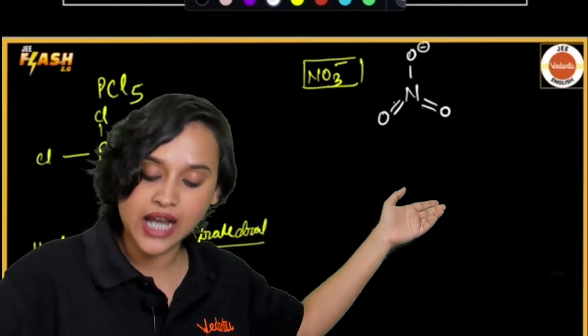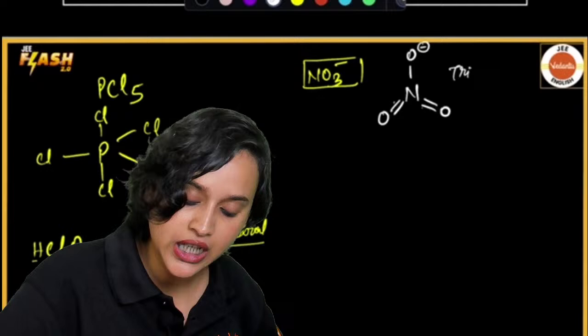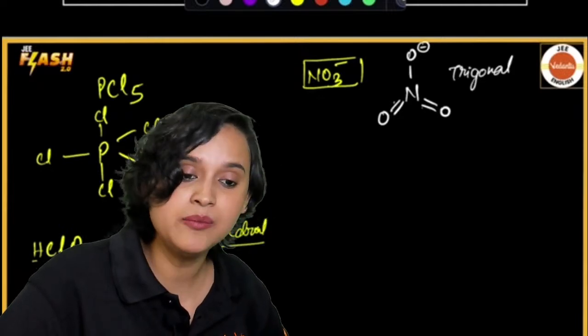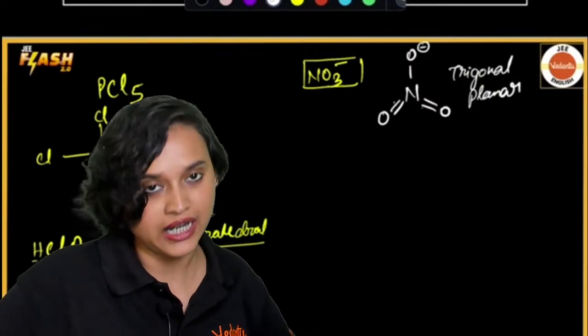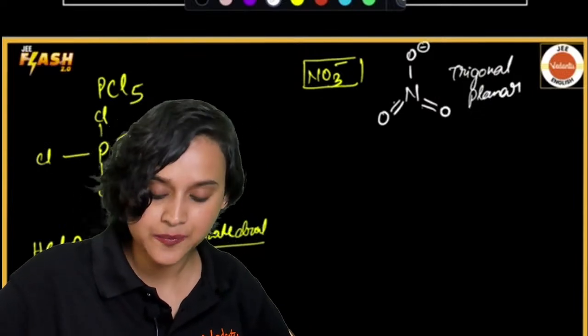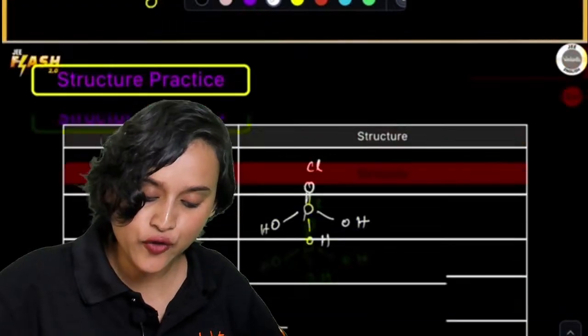So here what will we have? Here the shape is going to be trigonal planar. Yes, great. Next, what do we have? SO4 2 minus.